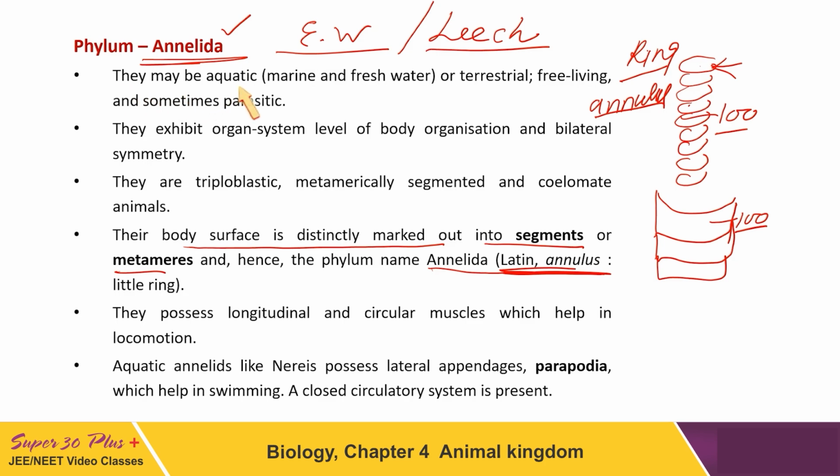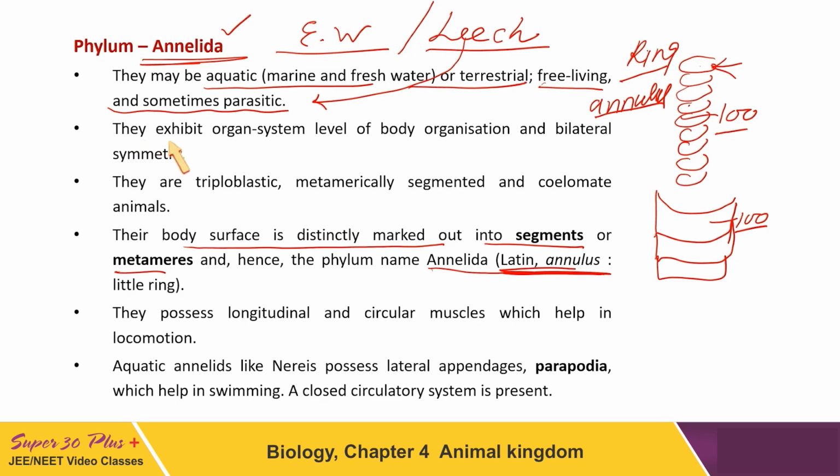They may be aquatic, marine or freshwater. Definitely they love moisture. Even if they are terrestrial, on land, they love moisture. You know that earthworms come out in the rainy season, because in the rainy season everywhere the soil is moist. Is it right? And they may be free living, and a few forms are parasitic also. Ectoparasite: this bloodsucking leech is an ectoparasite that will get attached to our body and start sucking our blood.